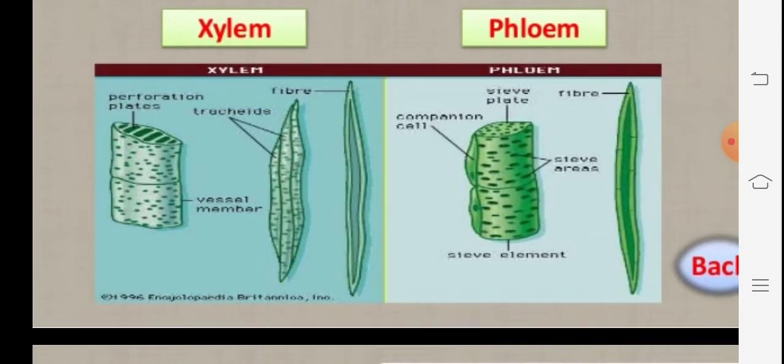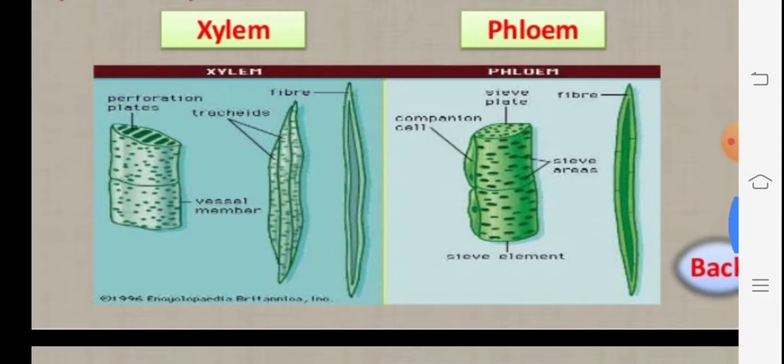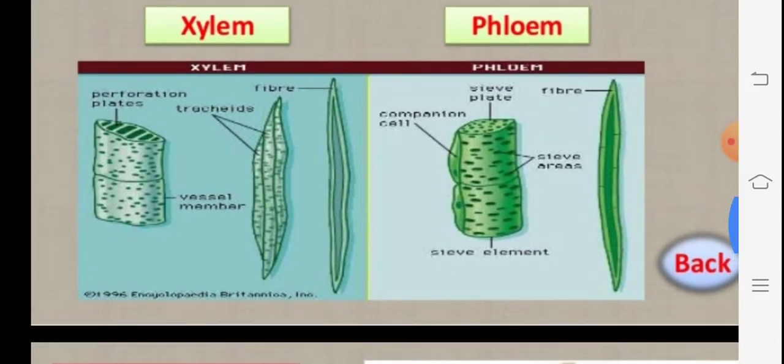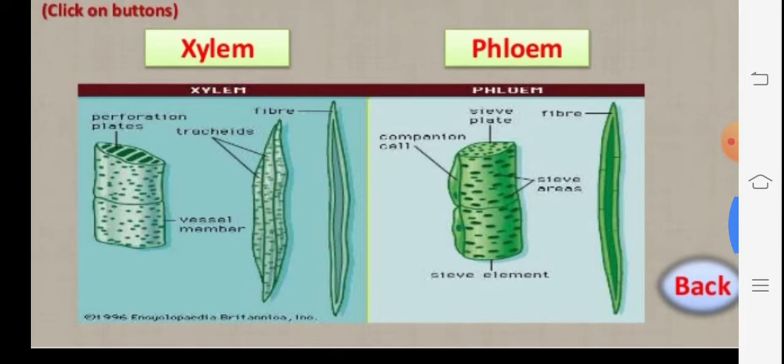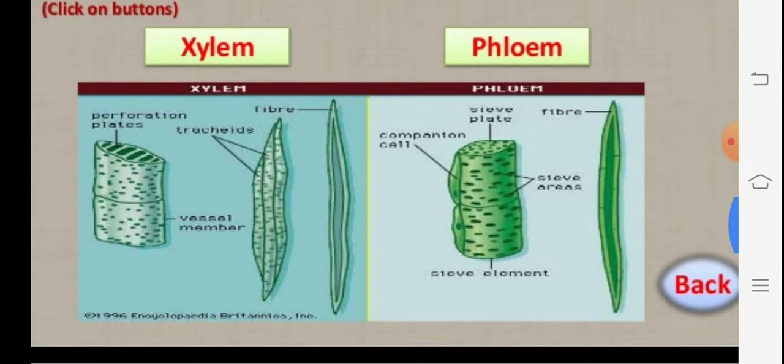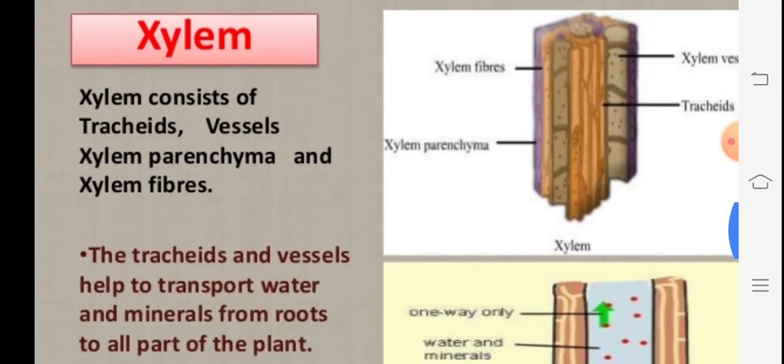Some are broad, and the tracheids are tapering at the end, and double walled. Whereas phloem shows the sieve elements and the fibers. So mainly our xylem cells are sclerenchymatous. It consists of tracheids, vessels, xylem parenchyma and xylem fibers.